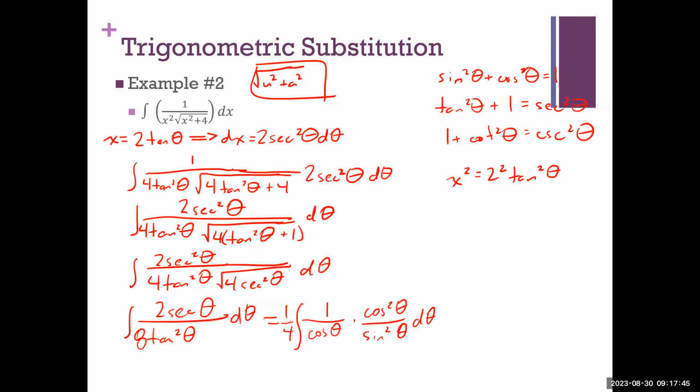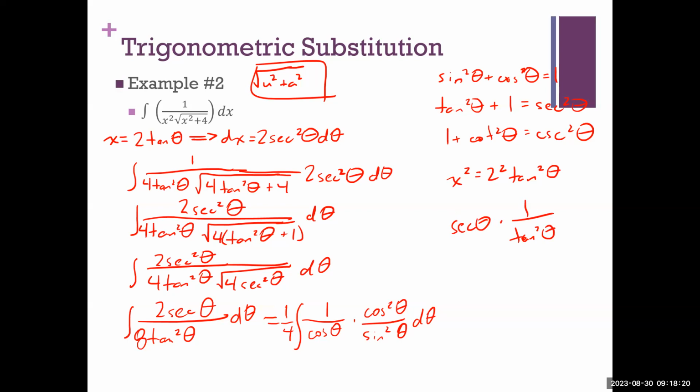Is that helpful? Why are you multiplying it? Why am I multiplying? After I pull out the 1/4, basically what I have to deal with left is secant in the numerator and tangent squared in the denominator. So basically what I'm doing is I'm treating them like secant theta times 1 over tangent squared theta.